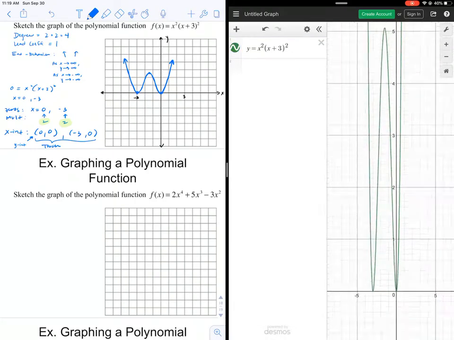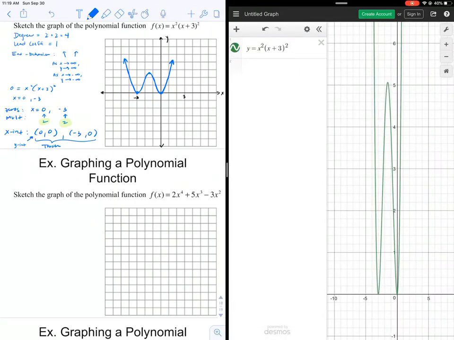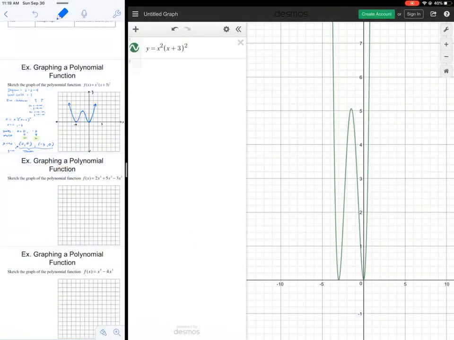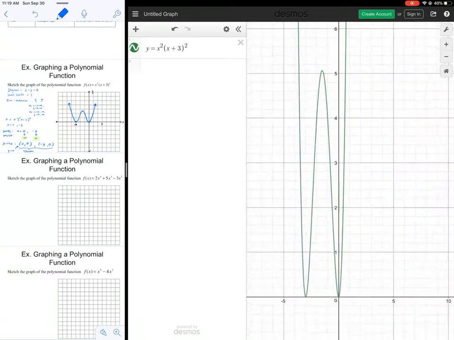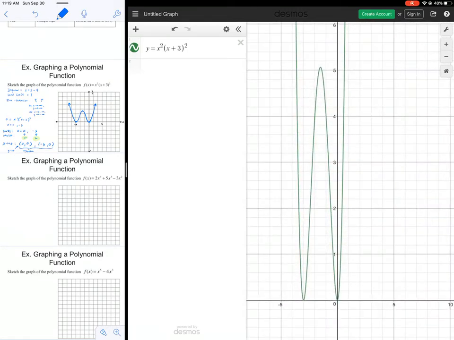Okay, so if we zoom out a little bit, yeah, we can see that it looks kind of like a round W, like what we have sketched.